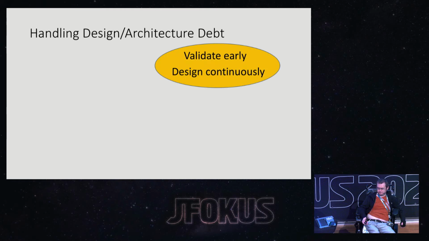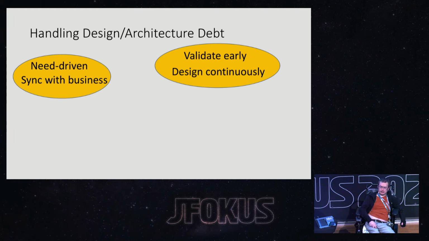When it comes to architecture, it's about validating early and designing continuously. Not so much about big plan up front, designing for a couple of months, and then suddenly realizing that this won't work. Another way of thinking is to work need-driven and to sync with business. What are the actual plans for the future? What is the strategy for the next couple of months? What is most important for us? So that we as developers or architects can focus on the stuff that's mostly associated with that.